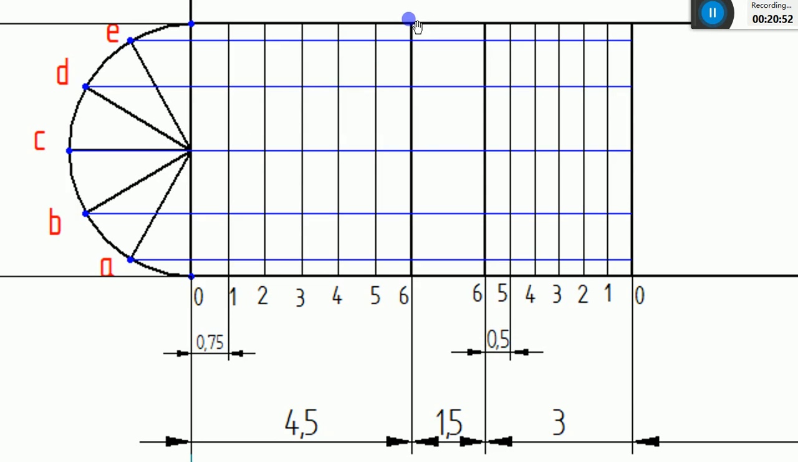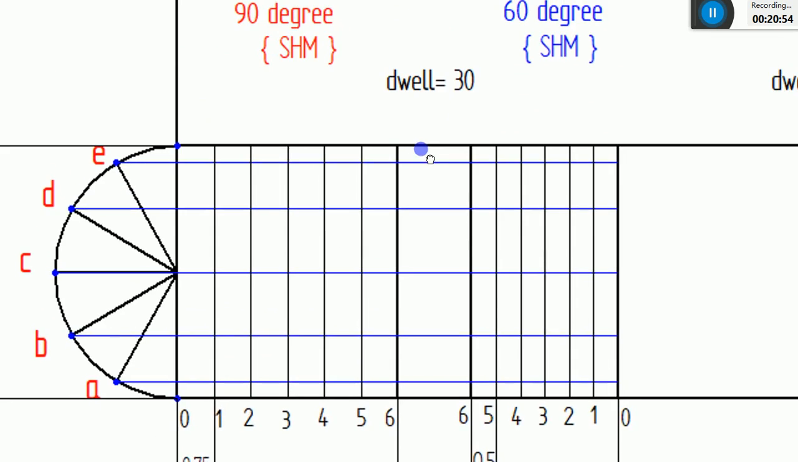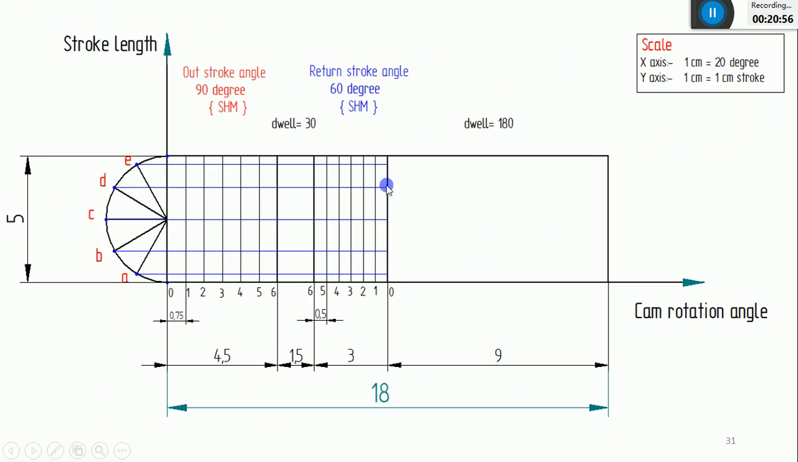In a similar manner, okay. So I got these intersection points. These are the blue dots. I got the namings also: 1 dash, 2 dash, 3 dash, 4 dash, 5 dash, and 6 dash. In a similar manner, the return stroke is also with a simple harmonic motion. So I'll use the same semicircle to indicate the intersection points.